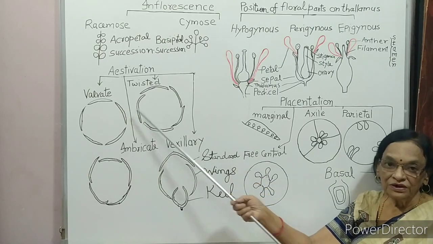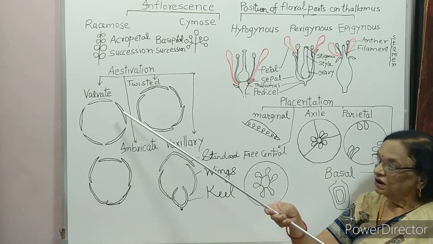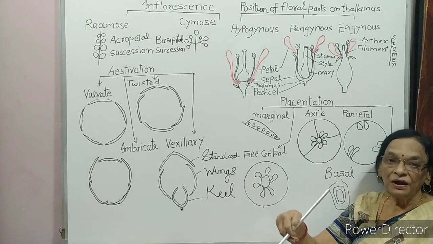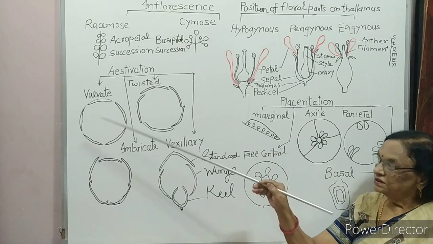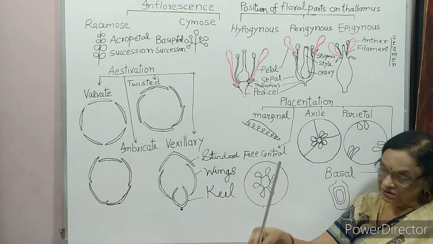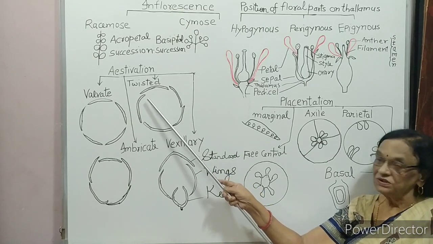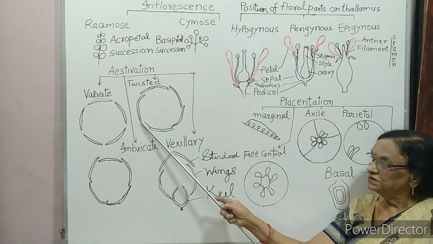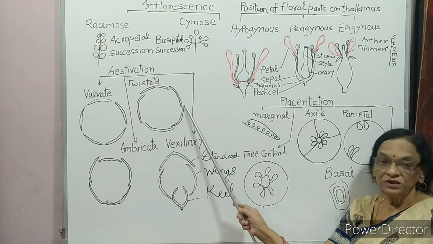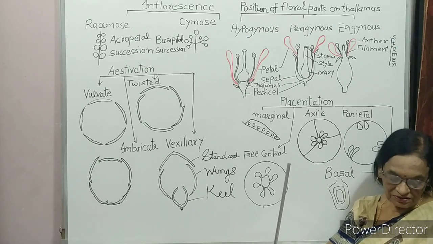First is valvate. When sepal or petal are arranged alternately, with no overlapping, each sepal or petal is separate, it is called valvate. If the margins of the appendages overlap each other, it is called twisted. Here you can see the margin of sepal or petal overlap each other. So such an arrangement is called twisted.